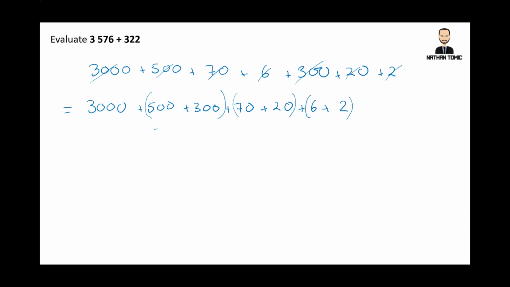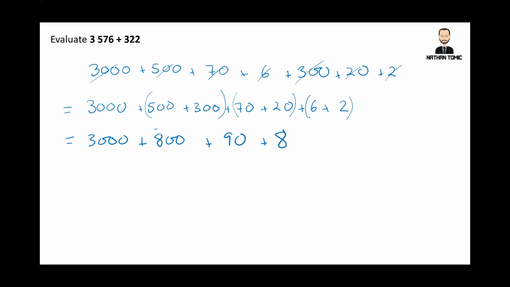So what I'm going to do is I'm actually going to solve each of the brackets, and then I'll have one number at the end. So I will have 3,000 still, because that doesn't change, plus let's solve the 500 and 300, which of course becomes 800. The 70 and the 20 becomes 90, and the 6 and the 2 becomes 8. So we have something that's a lot easier.